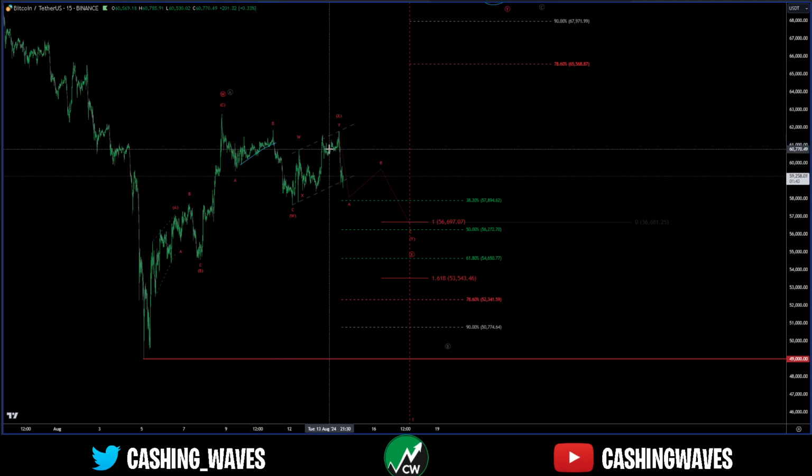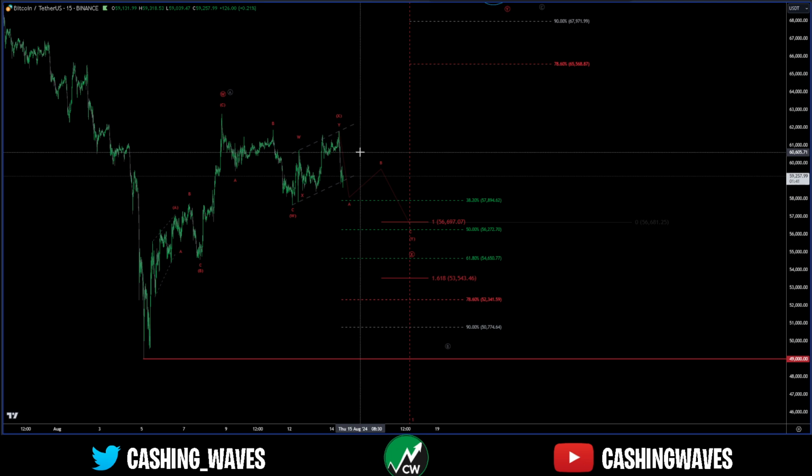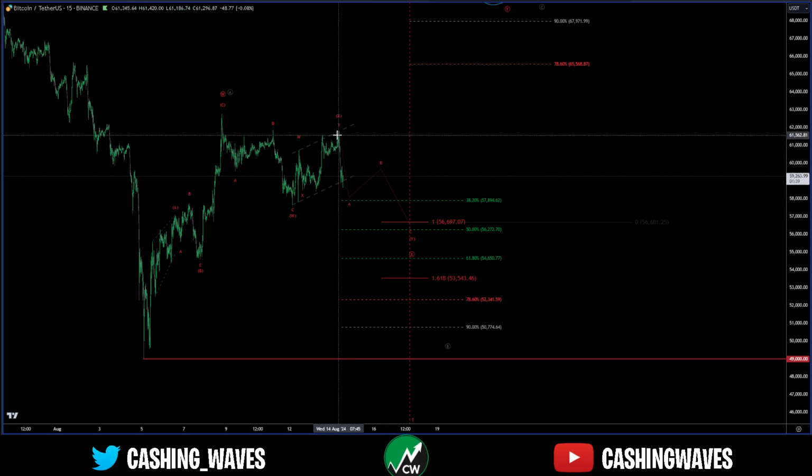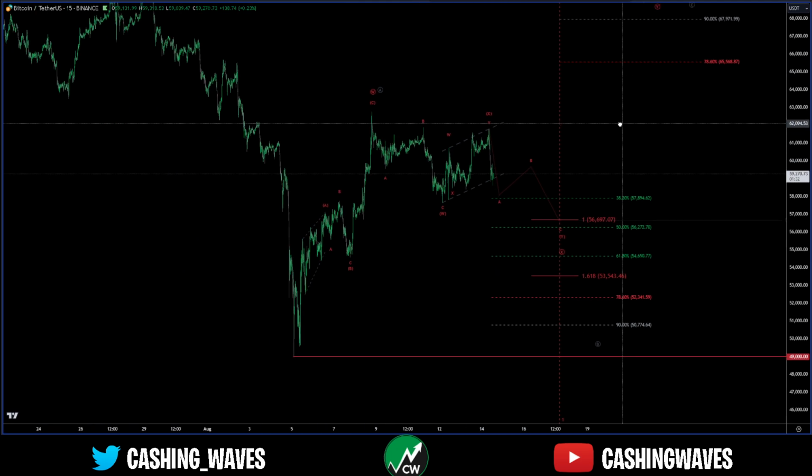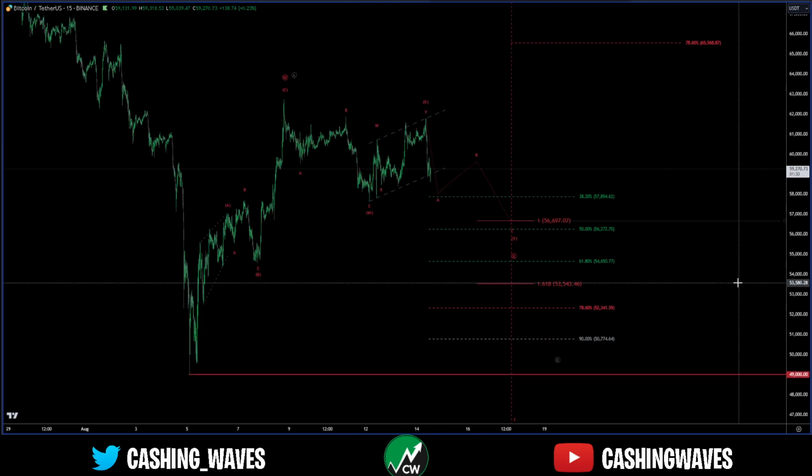So we might grind sideways for a bit, but yeah, my stop is at the 66 of this move down, and there's no way I can lose money on this trade. It will be in profit no matter what. Okay. So those are the options I'm looking at.